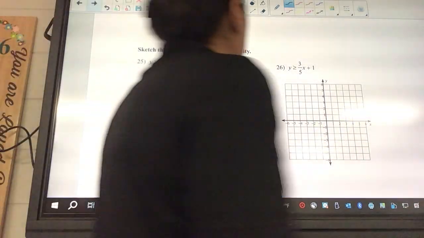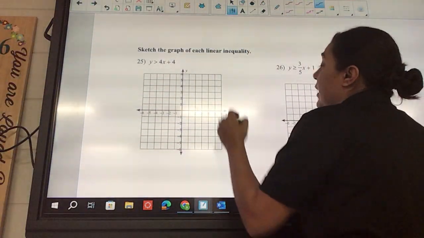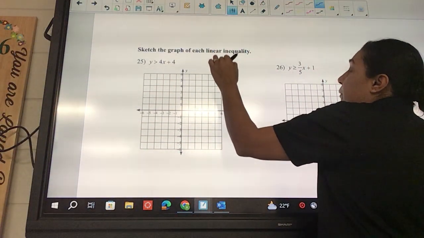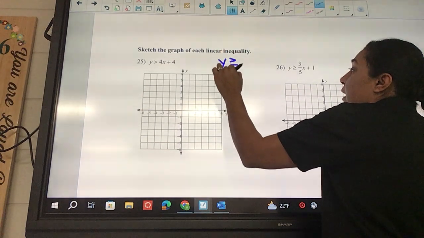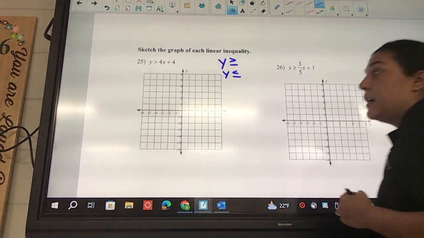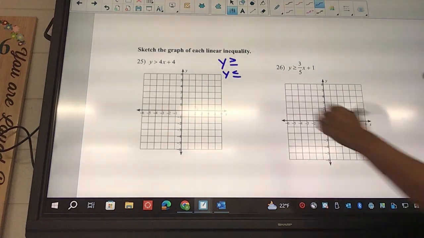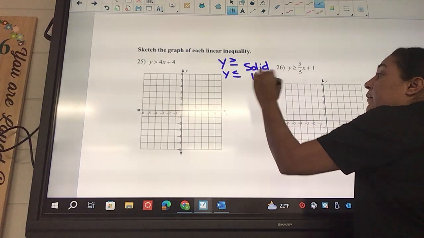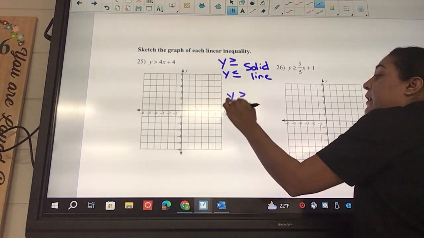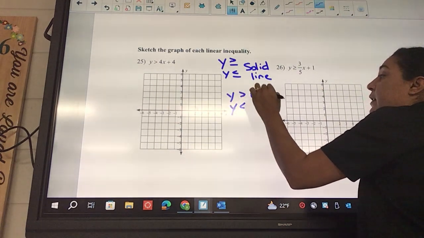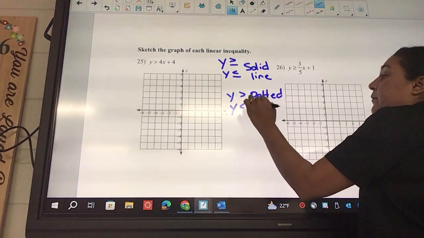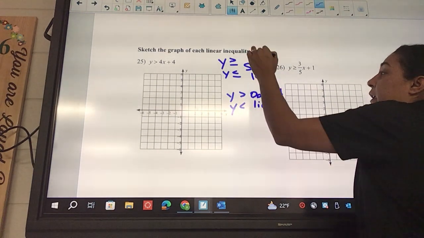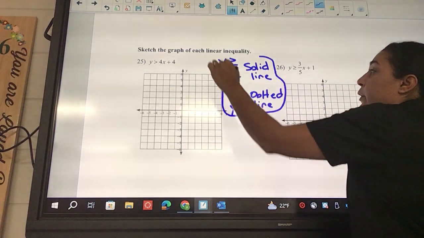Okay, this one, you have 2 things. Definitely write the notes down. So, if it's like this or like this, is that going to be a solid or dotted line? That is a solid line. Okay, if it's like this or this, it's going to be a dotted line. Okay, and again, you can use this on your test, so put the notes on there.